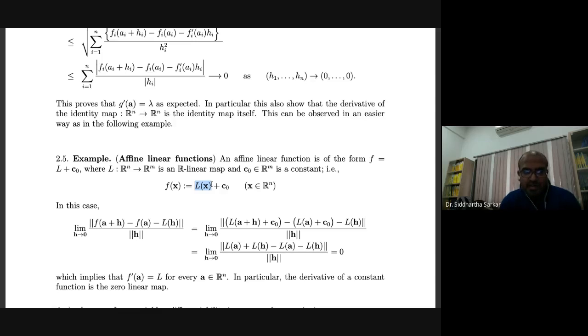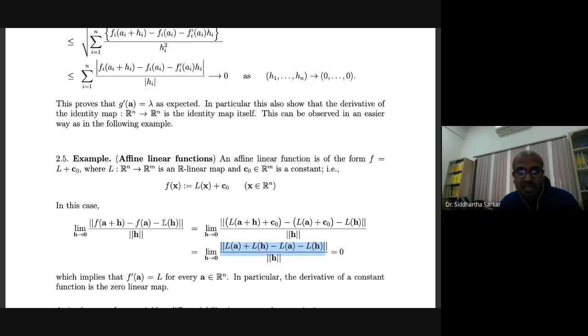Okay, so let's try to see these explicitly. This is very easy to see. In this particular expression, because f is affine, if you just plug in these values, the c naught turns out to be cancelled, and my L being linear, I can just open it up. So everything gets cancelled on the top, and this limit therefore should be 0.